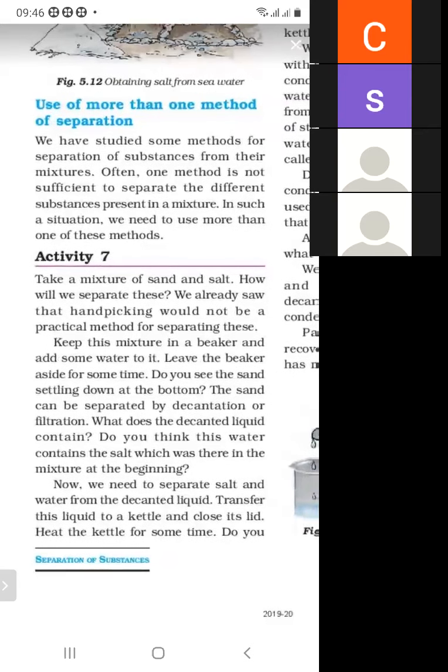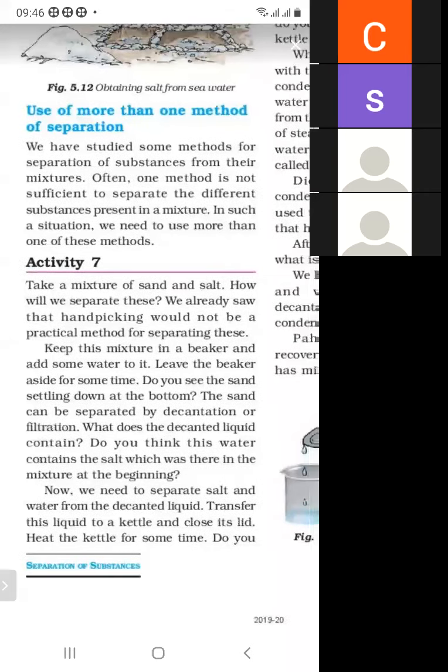Now we need to separate salt and water from the decanting liquid. Transfer this liquid to a kettle, close its lid, and heat the kettle for some time.